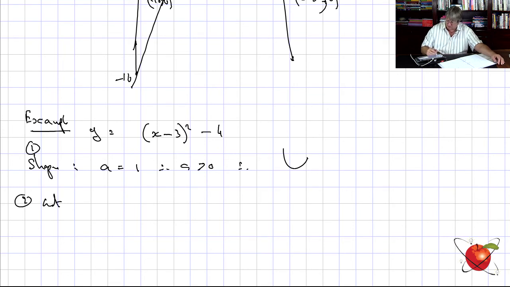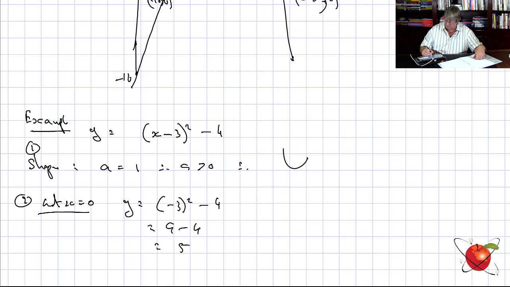2, let x equal 0, right? If I let x equal 0, I get y equals minus 3 all squared minus 4, which is going to be equal to 9 minus 4, which is 5. Okay. So we've got that. So my point is 0 and 5. Right.